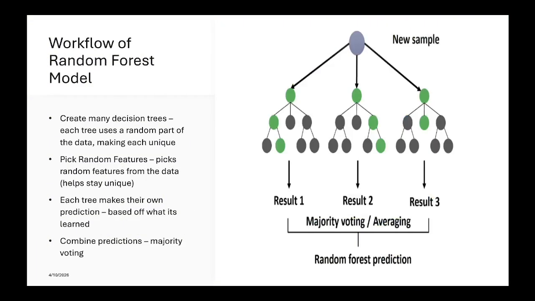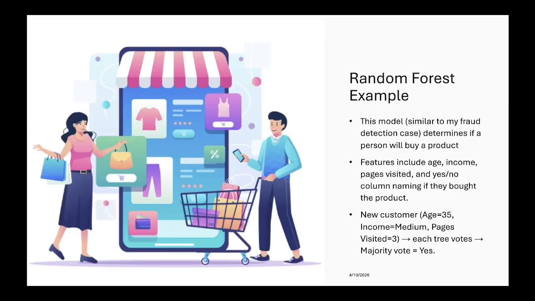All right, so we're going to go through the workflow. I kind of already explained it. You're going to have a lot of these decision trees, which you have to create. You're going to pick random features from the data. So in our case, I had transaction amount, average transaction amount, currency type, transaction type. You're just going to pick random features from that set, and then each tree is going to ask this question: is this a scam based on these features? Yes or no? And then the majority voting, after all is said and done, is going to be the actual prediction, which is the combining predictions part.